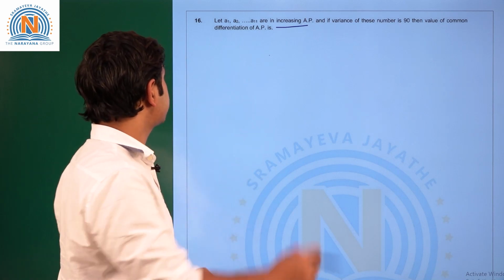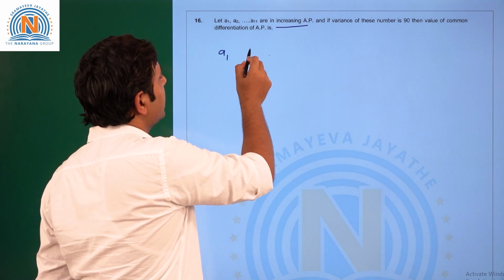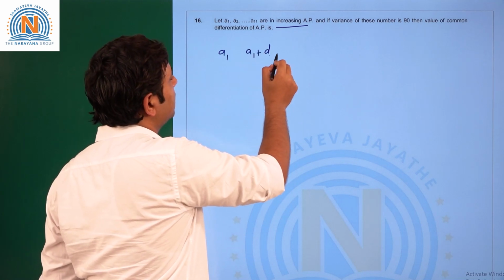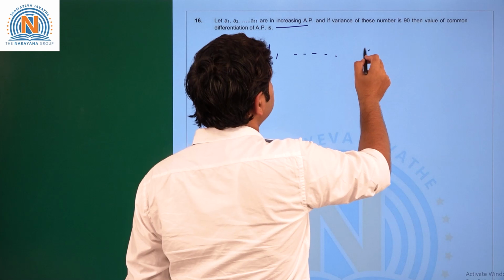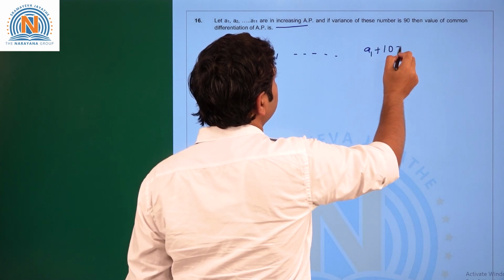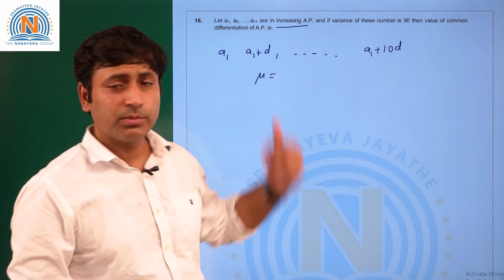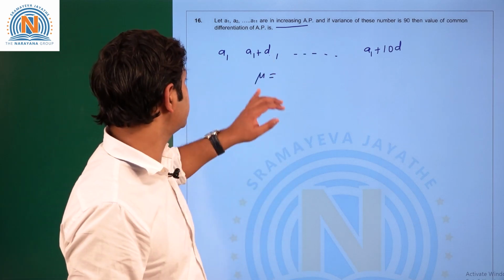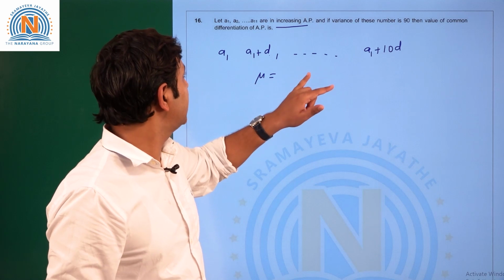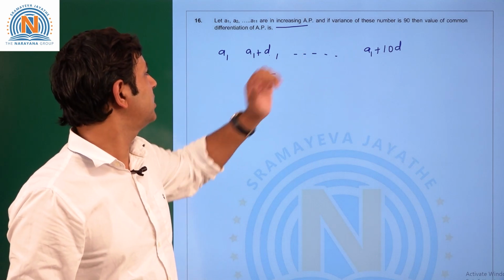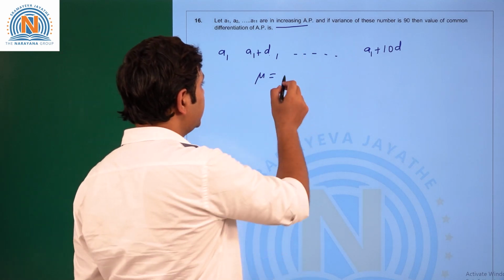So let us write this expression as A1, A1 plus D, and so on, and the 11th term will be A1 plus 10D. Mean will be equal to the middle term only in the case of an arithmetic progression. It has 11 terms and hence the mean is the middle term. The middle term is A1 plus 5D.